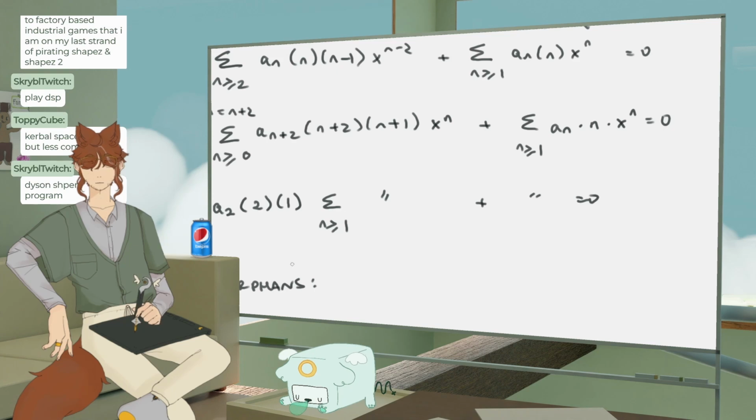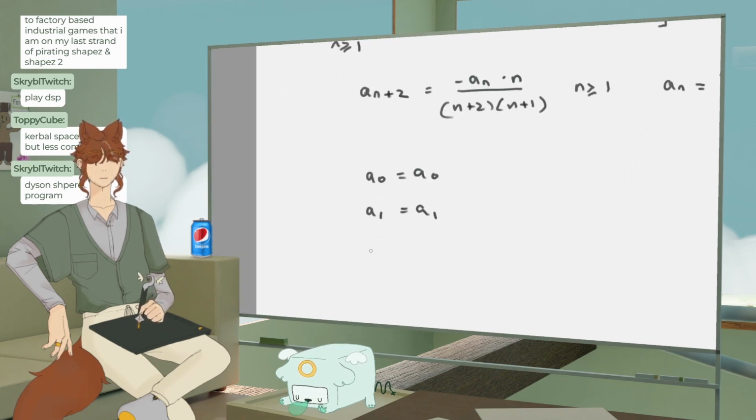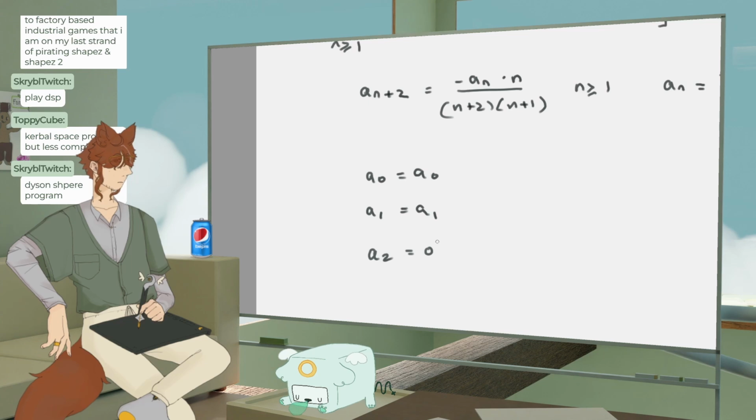We have an orphan term from this one. It's the n equals 0 term. 0, A2, 2, 1, x0. What is up with that? It should be fine. It should be fine. 2a2 equals 0. Oh, wait, did I... Wait, I knew that, though. That's really an issue, though, because it means that I don't have anything. What the heck?